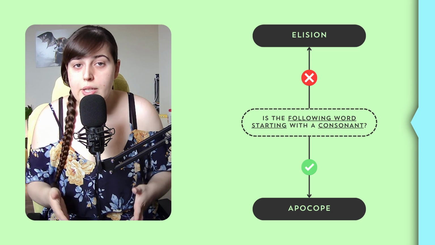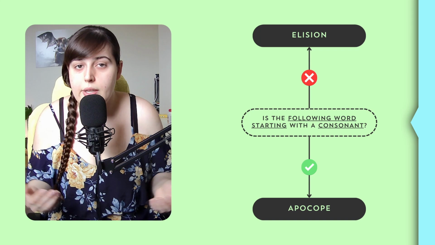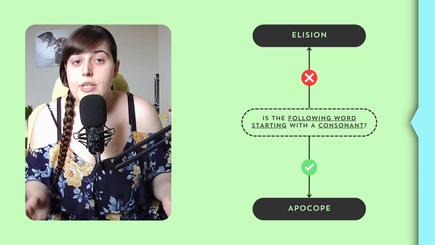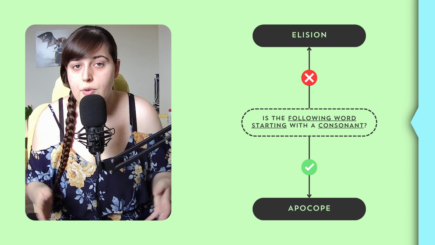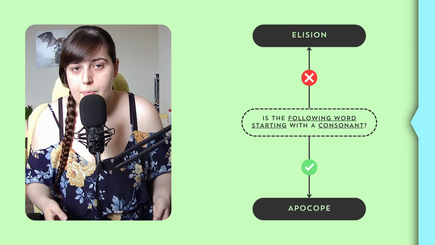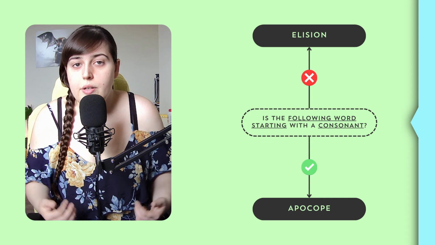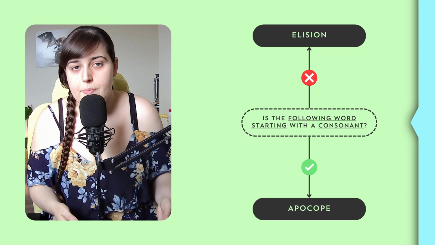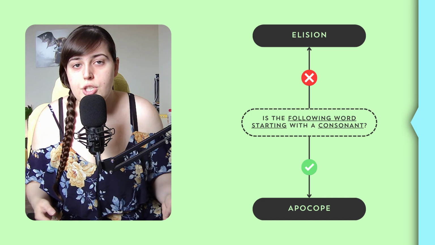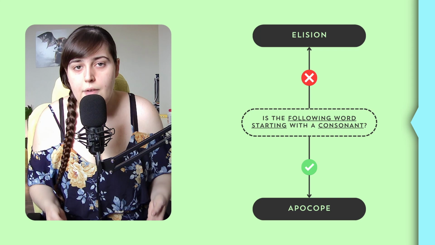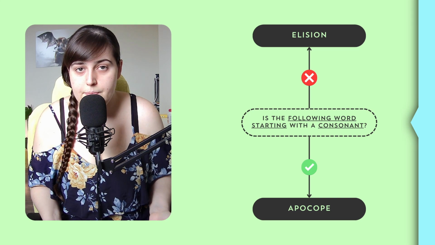So, we need to ask ourselves, is the following word starting with a consonant? If the answer is yes, then it's an apocope, so we shall avoid the apostrophe. For example, in the sentence bell'esempio che dai, bello requires the apostrophe because esempio begins with a vowel. Meanwhile, in oggi c'è bel tempo, bello avoids the apostrophe because tempo begins with a consonant.